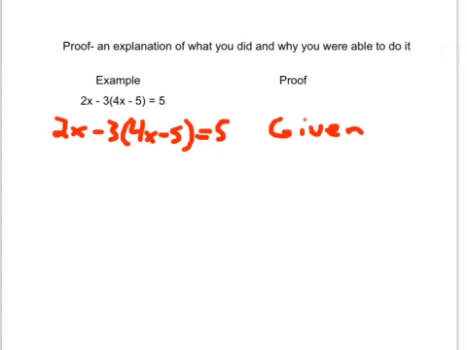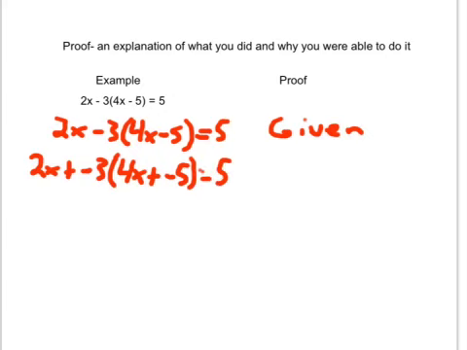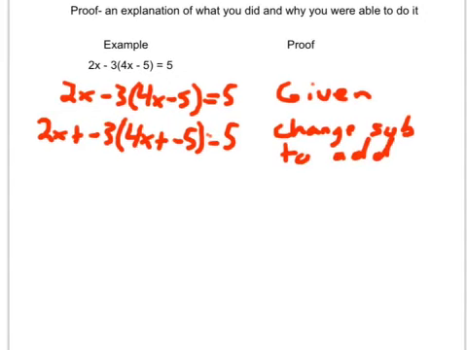Next thing that you've been told to do is to change any subtraction to addition. So 2x stays the same. We get plus negative 3 times 4x plus negative 5 equals 5. Proof for that is that we are able to change subtraction to addition. So again, that's telling me what you did and why you're able to do it. We are able to change subtraction to addition, so that's the proof for it.